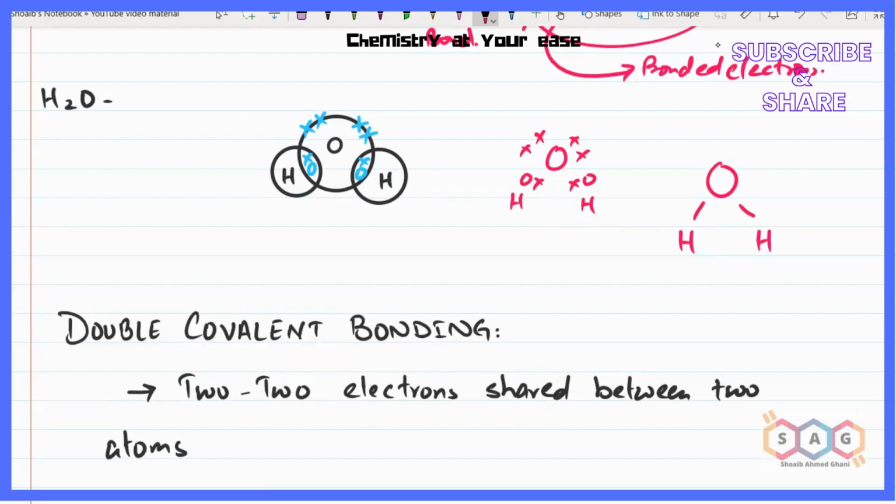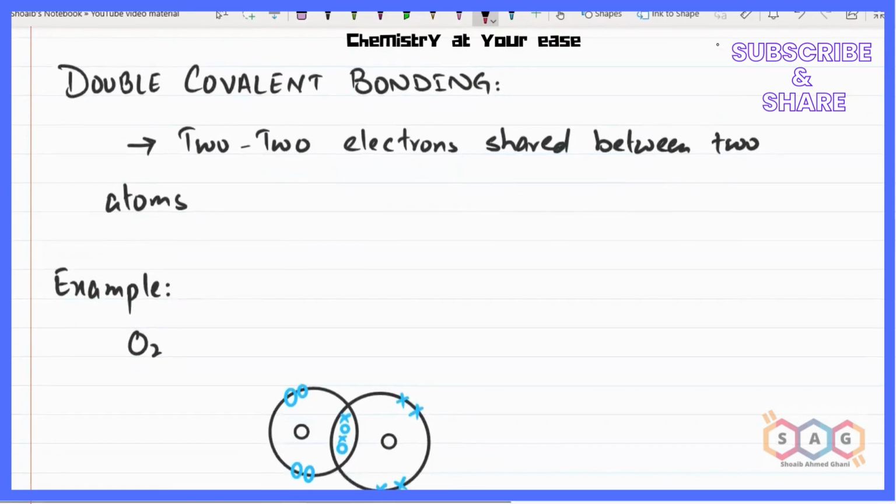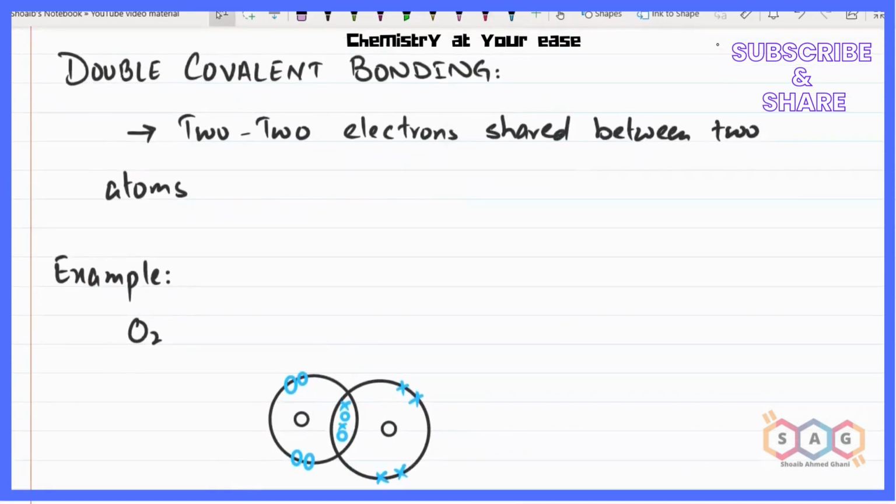Let's move towards the next type of bonding, the double covalent bond. In the double covalent bond, two electrons are shared between the two atoms. The atoms can be the same or different. It depends on the requirement of an atom, also the valency of an atom. If the number of electrons in the valency is more, the chance of a double, triple, and single covalent bond increases. It means the maximum number of electrons can be shared between the atoms.